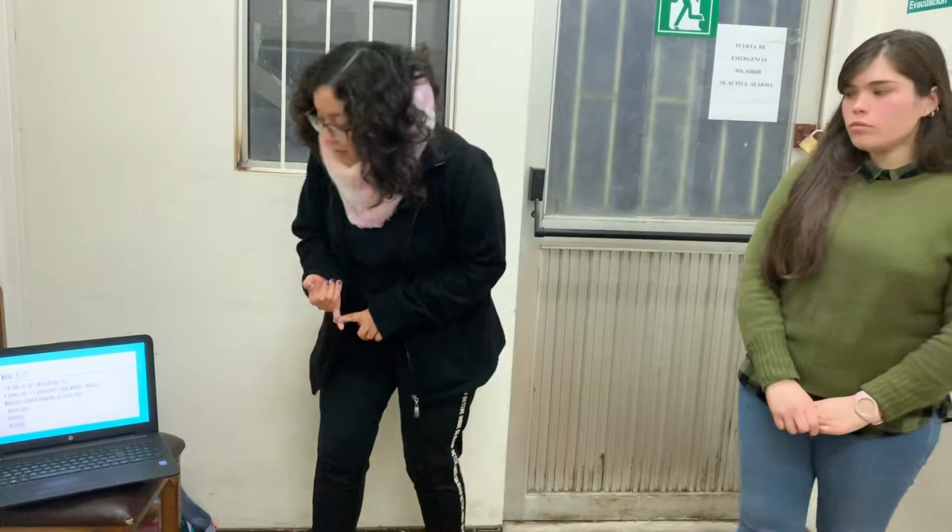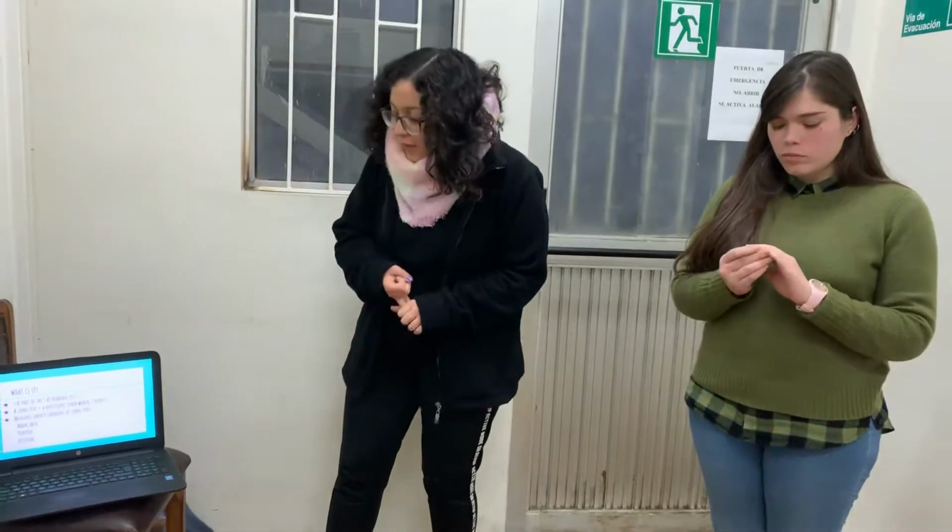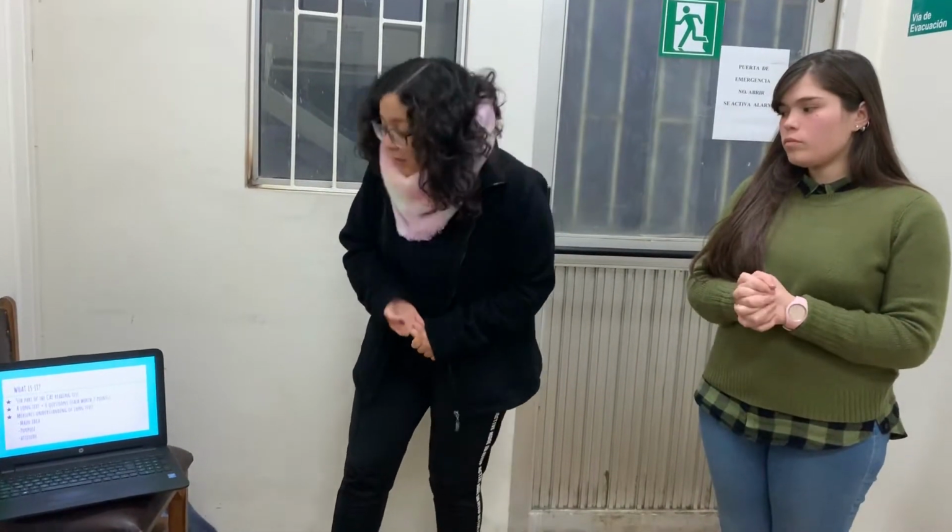Some of the abilities that this part of the test measures are the main idea, the purpose, and the attitude of the reader towards the text.